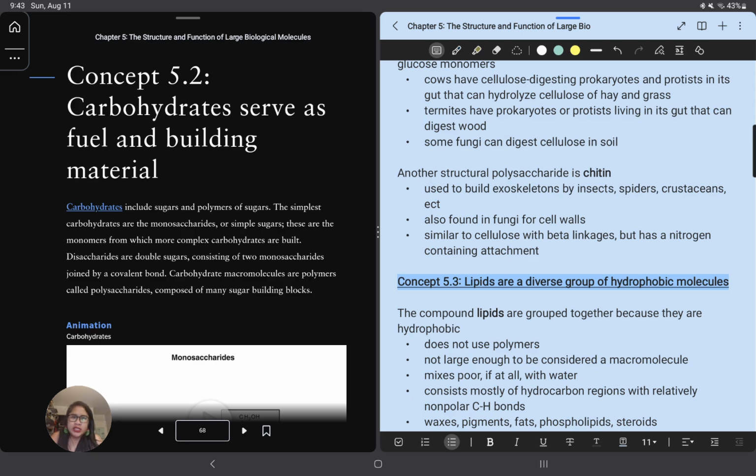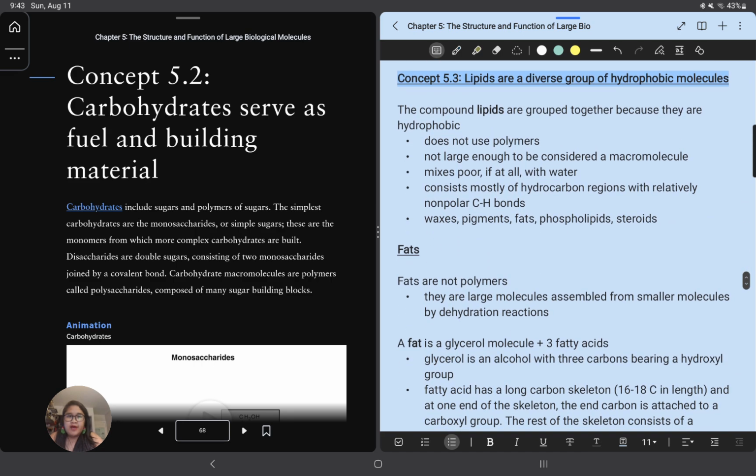Chitin. I think it's chitin. Yeah, I've been saying it wrong, I think. Chitin is used to build exoskeletons by insects, spiders, crustaceans, etc. It is also found in fungi for cell walls. It's similar to cellulose with beta linkages, but has a nitrogen-containing attachment.